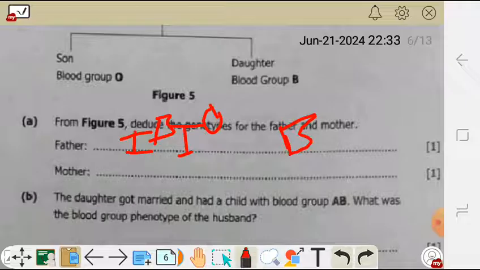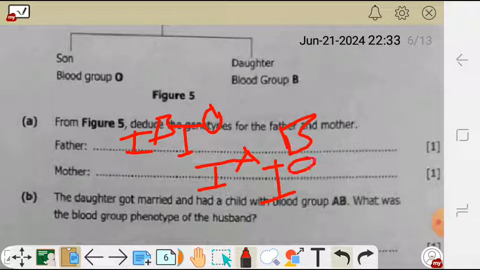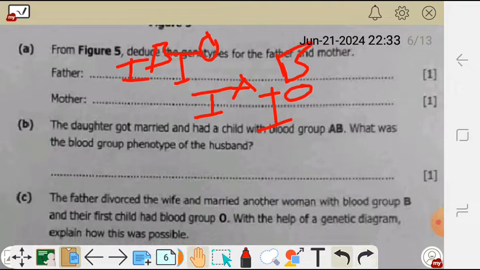The mother is A, then with the O there. That's why they had this son here with blood group O, because for O, you need to have both alleles to be O. Okay, so those are the genotypes. So we move on to question B.